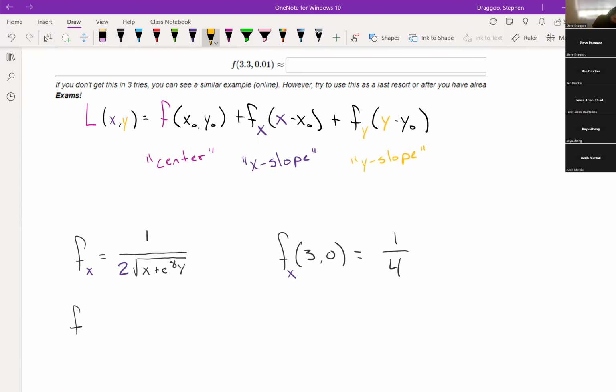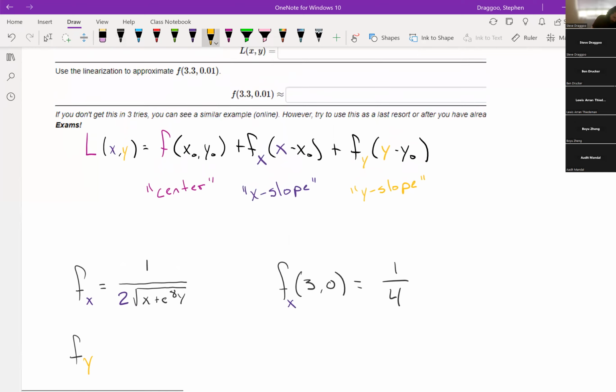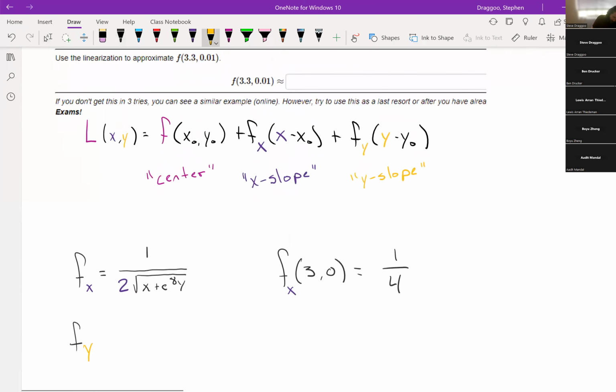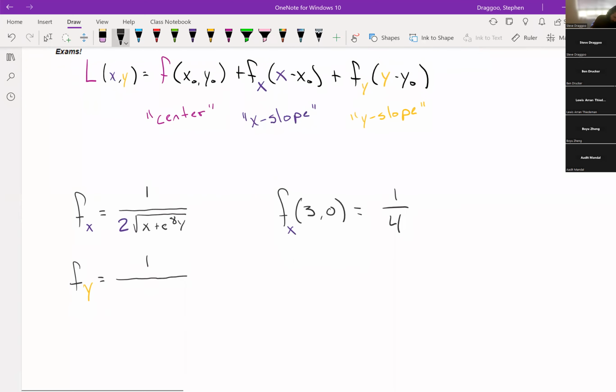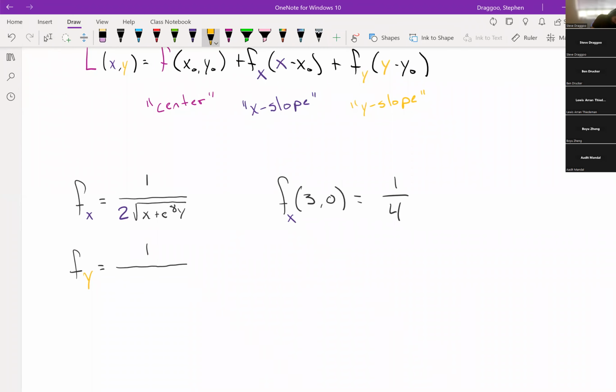Let's also get ourselves a y partial here. I'll bring it, it's a little bit out of the way. If I'm going to get a y partial here, I know I've got the square root of x plus e to the 8y. So my derivative is going to be 1 over 2 times the square root of x plus e to the 8y.